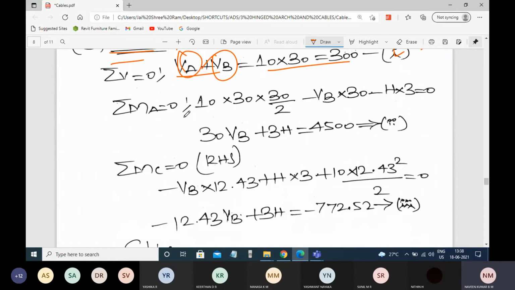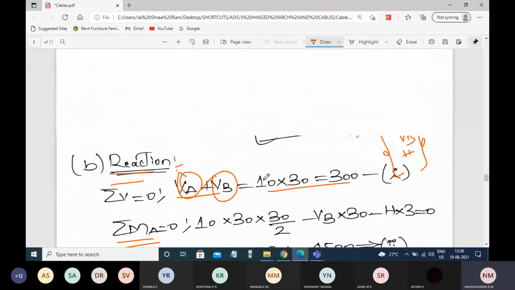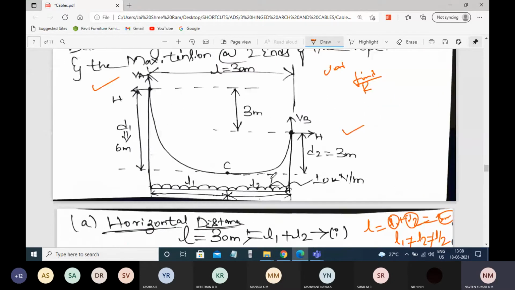So what we'll do is consider moment at A. If I consider moment at A, you'll get these unknowns: 30 times VB and 3 times H, that is equal to 4500. Let me see how to get this particular one. Again, moving to the figure, we are considering moment at A.